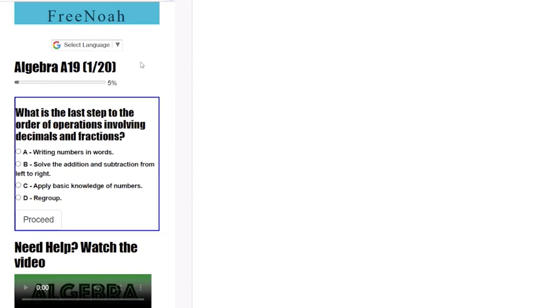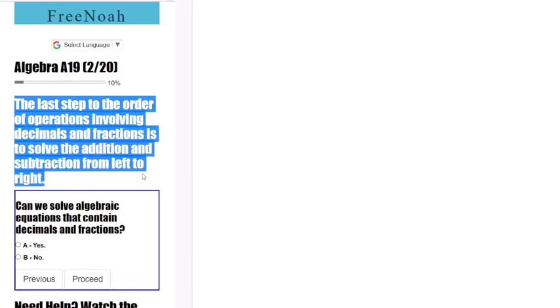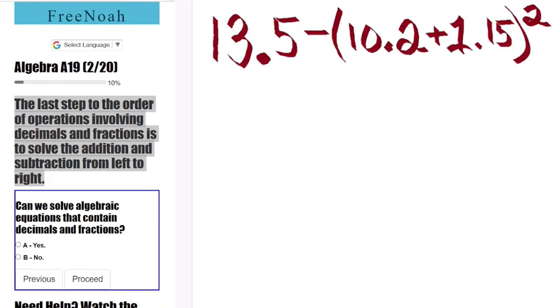Alright, what is the last step to the order of operations involving decimals and fractions? Okay, the last step is to solve the addition and subtraction from left to right. So for the first expression here, we're going to clear the parentheses by adding 10 and 2/10 and 1 and 15/100.